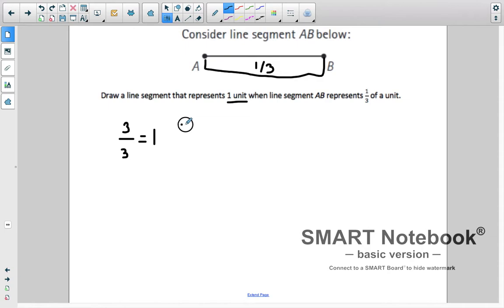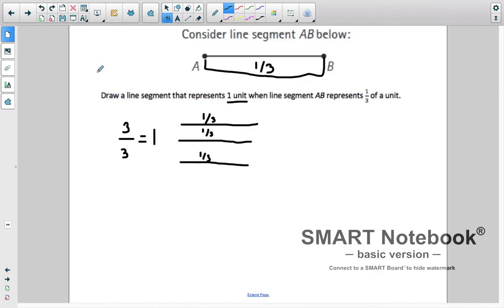Well, we're going to need 3. So we need 1, that's going to equal 1/3. 2, that's 2/3. And 3, that's 3/3 or 1 whole. So each of these lines equals 1/3. We need 3 AB lines to get to 1 whole, because remember, from A to B, that equals 1/3.